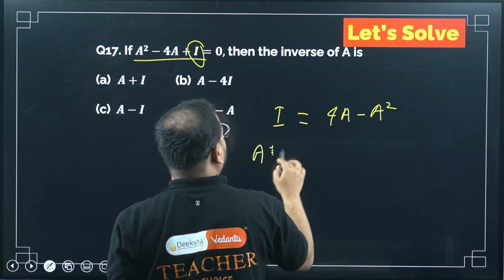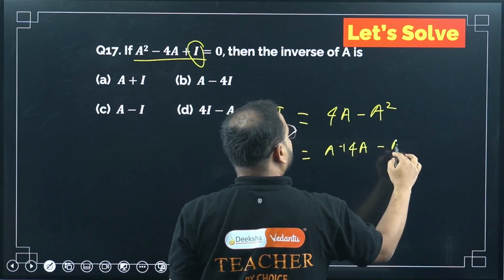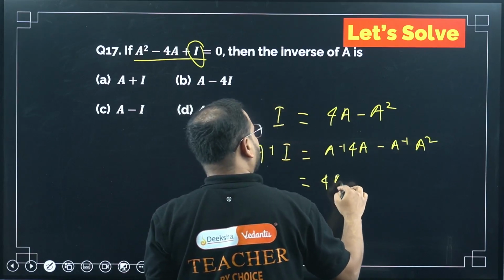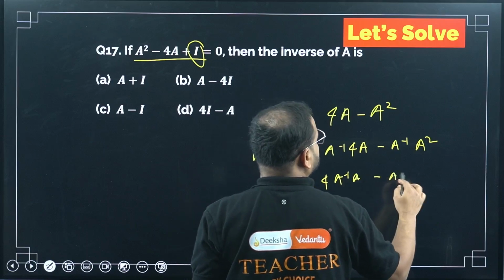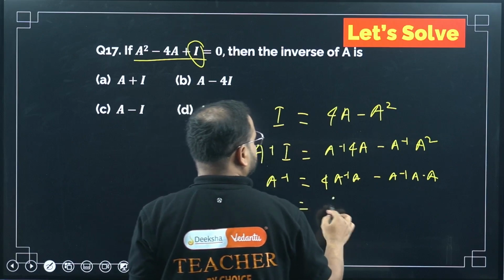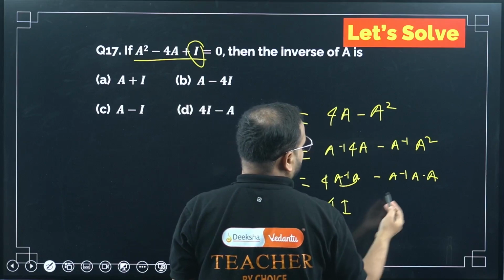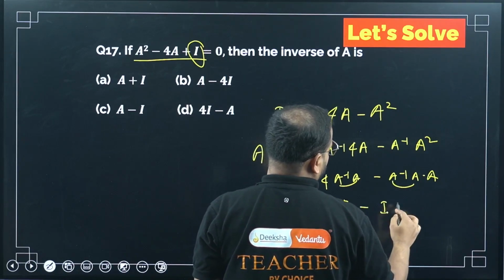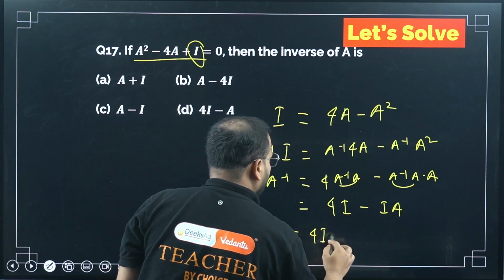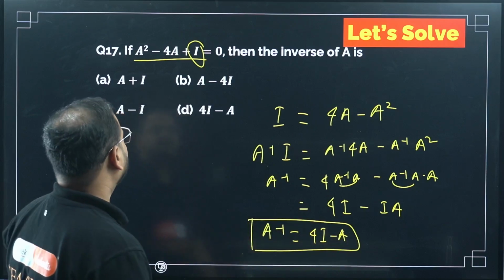Multiply A inverse on both sides. So A inverse times 4A minus A inverse times A square. What do I get? I get 4 times A inverse A, which is simply 4, since A inverse of A will be I. So 4I. This will become minus I A, which is minus A. What is the final answer? My A inverse is equal to 4I minus A. Any answer like this?